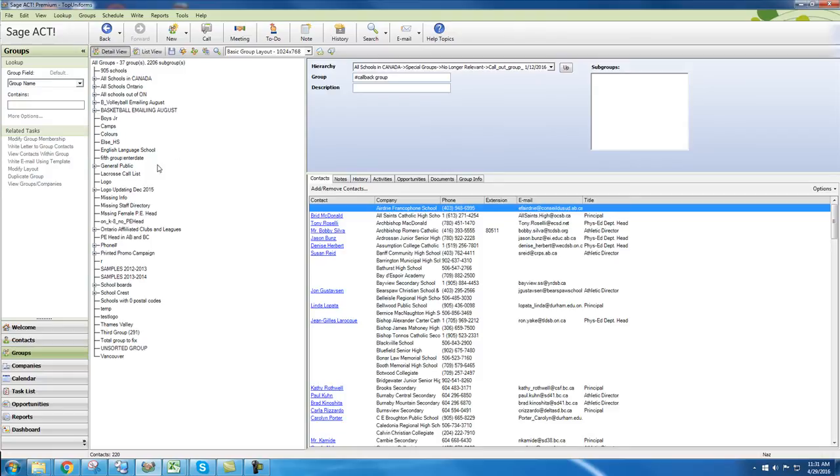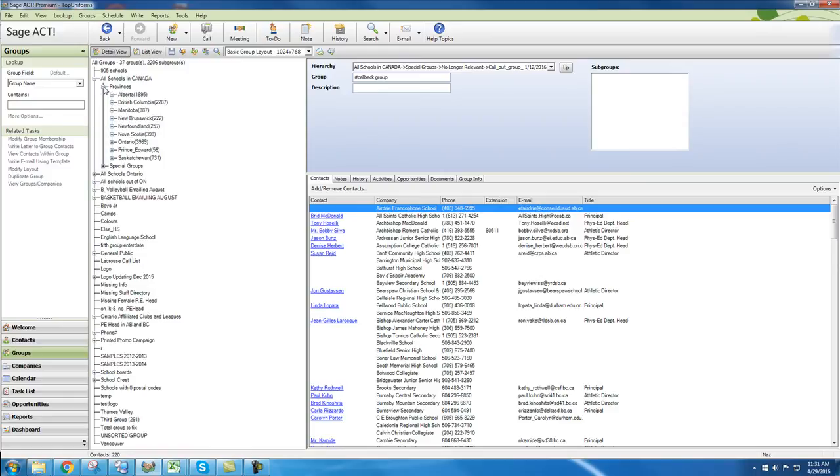A lot of these below All Schools Canada no longer are relevant to the way we market towards schools. So you're primarily just going to be using this first group, and then it breaks down into two different subgroups, one by province and one by subgroups.